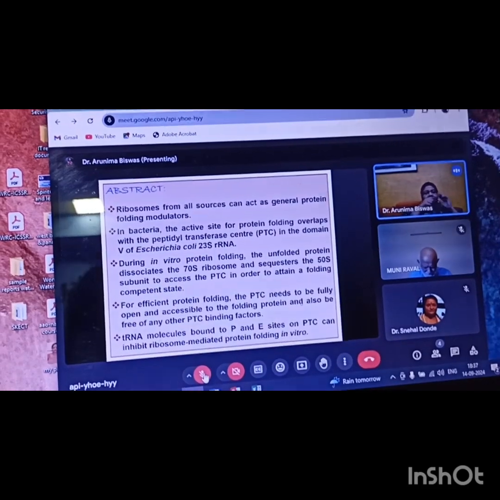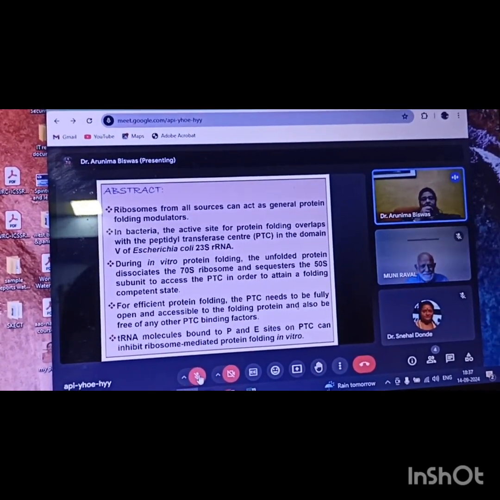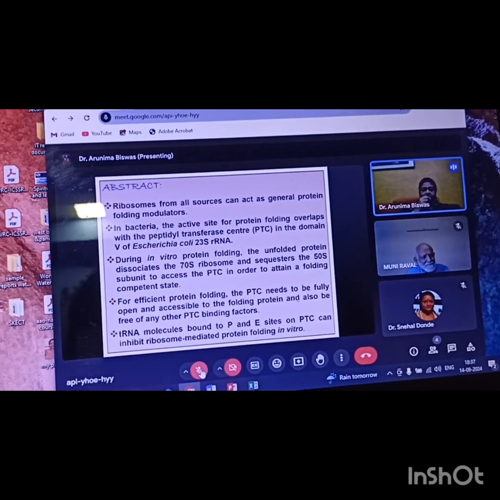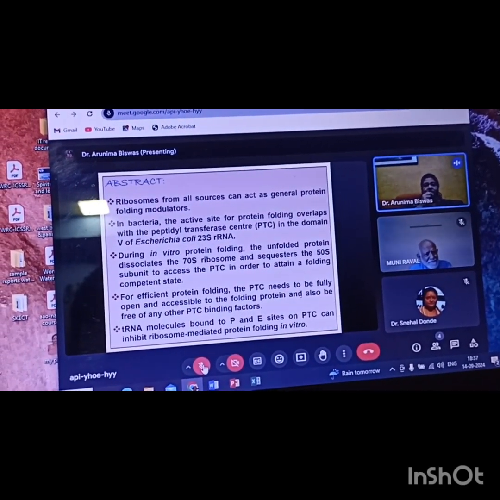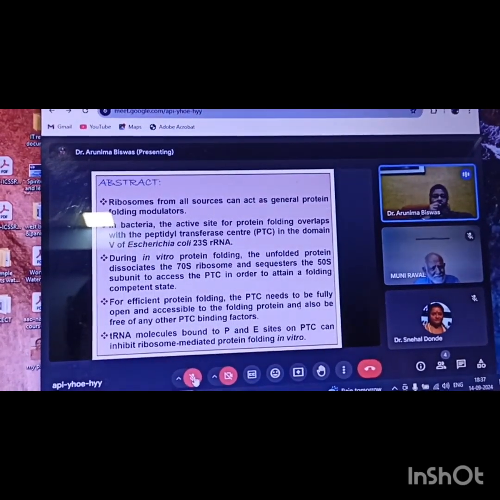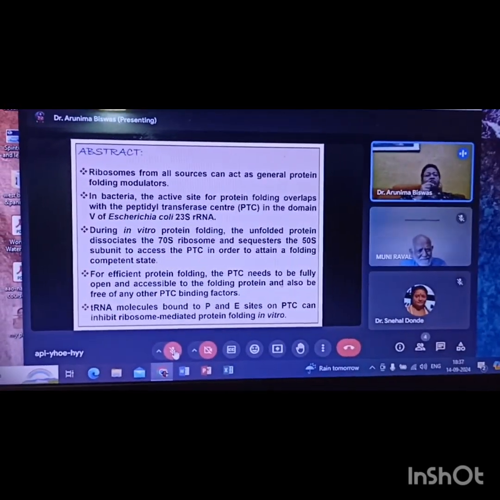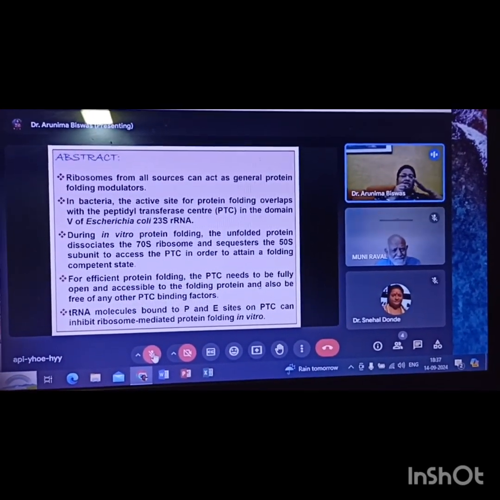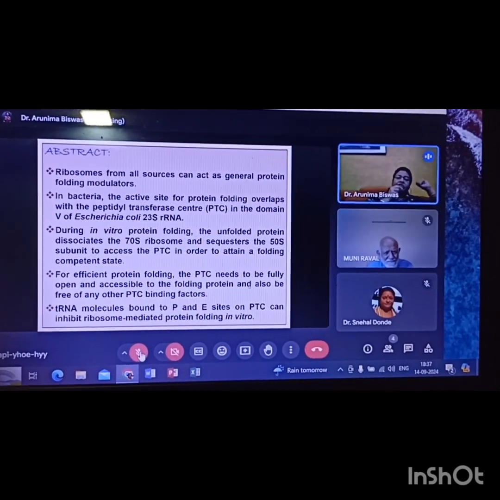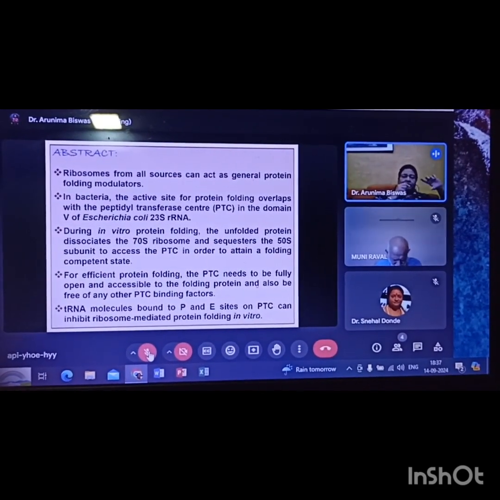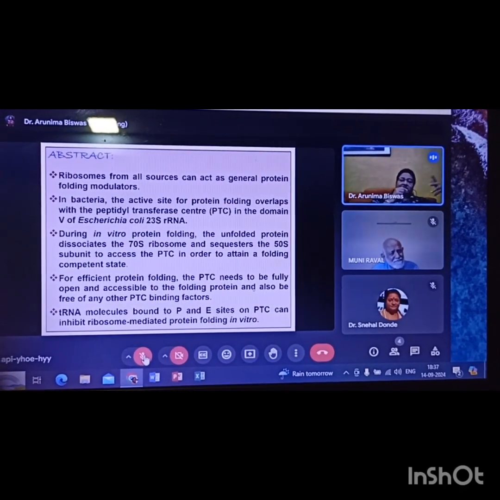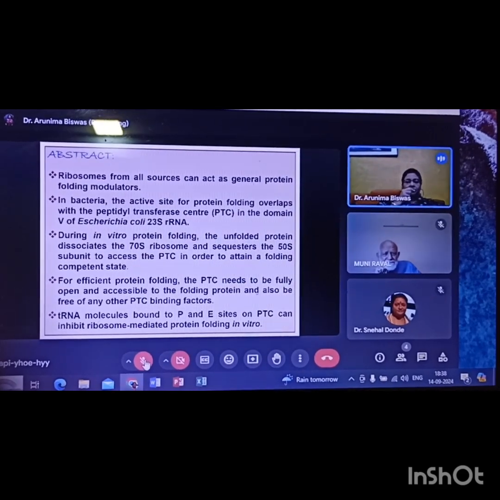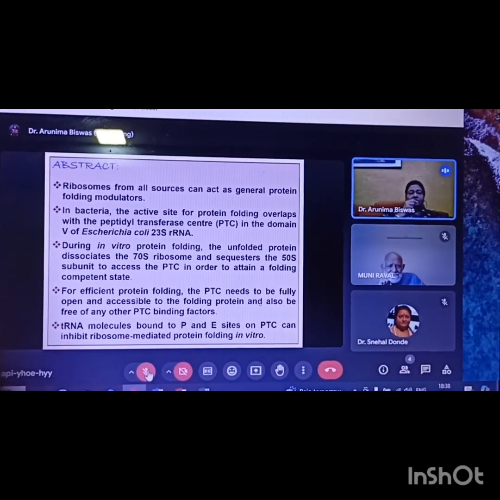Okay, so my PhD lab works on ribosome mediated protein folding. What they have shown over years, and there are many publications from our lab, I can share with you if you're interested, is that ribosomes from all sources can act as general protein folding modulators. Of course, there are specific protein folding modulators, the established ones, but the ribosome plays a basic role, making the nascent proteins it's synthesizing competent to go into that specific protein folding pathway before it becomes functional.